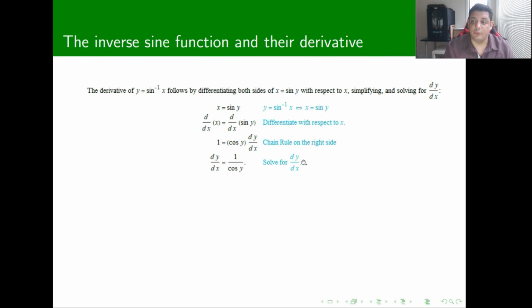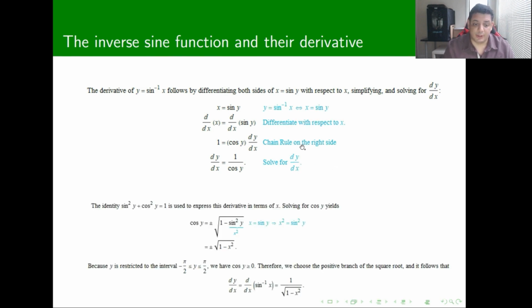And at this point, we can solve for dy dx, getting back to what dy dx is going to be in terms of x. So what do I mean by that? Well, remember that we have a relationship between the cosine and the sine: sine squared of y plus cosine squared of y is 1. And so I can write this derivative in terms of x. In what way? Well, I can write cosine of y as plus or minus the square root of 1 minus sine squared of y.